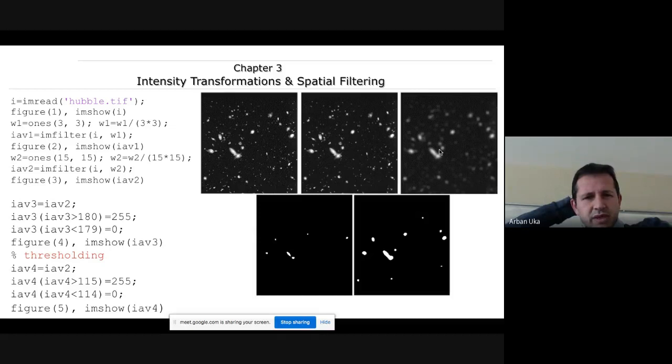Stars don't move, this moves. And here we have an image which apparently has a lot of stars, and stars have very few pixels associated with them. Let's see what we did. We have developed a filter which has box filters 3 by 3. We have a box filter 15 by 15.